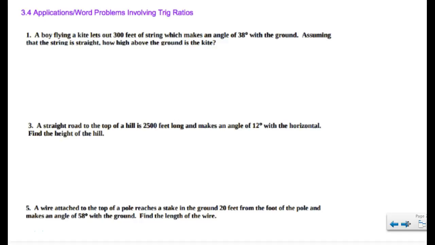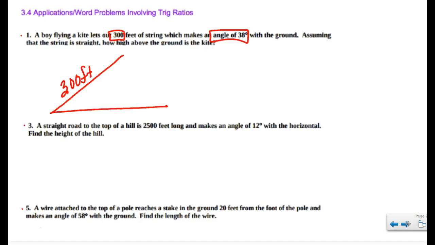And here we've got some word problems, and you like to freak out with word problems, but these are easy. You just need to make sure you draw the triangle first, and then we just solve them like we just were. So let's go take a look at what we have. We have a kite flying. He lets out 300 feet of string, making an angle of 38 degrees with the ground. So here's my 300 feet of string. Let's go put a 300 on there. Here's the ground. These will all make right triangles.